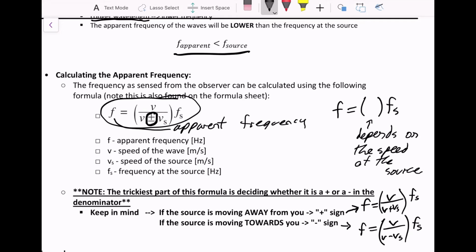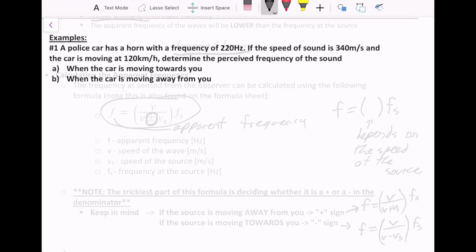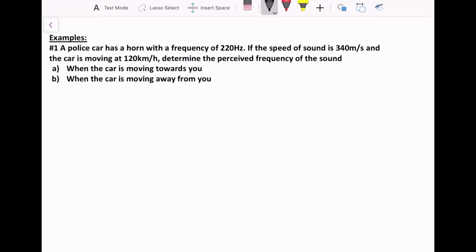I'm going to look at a couple of examples here, in which case we use this formula to calculate the apparent frequency. A police car that has a kind of old-fashioned horn with a frequency of 220 hertz. We know that at this location the speed of sound is 340 meters per second, and that the car is moving at 120 kilometers per hour. We're asked to determine the perceived frequency of the sound when A, the car is moving towards us, and B, when the car is moving away from us.